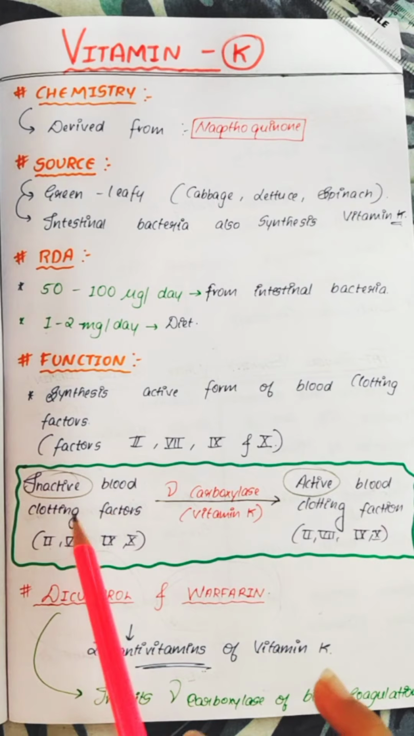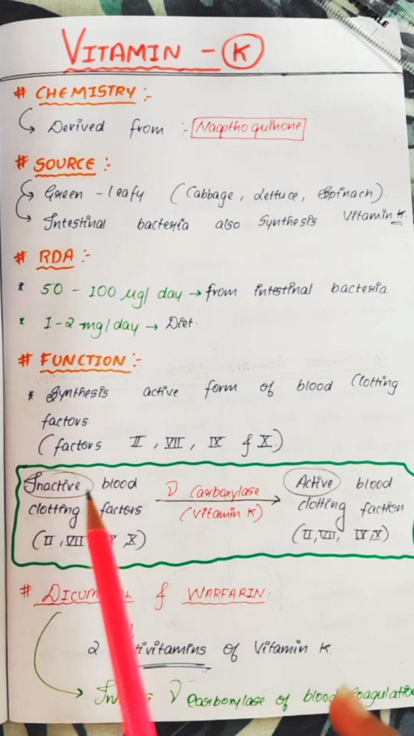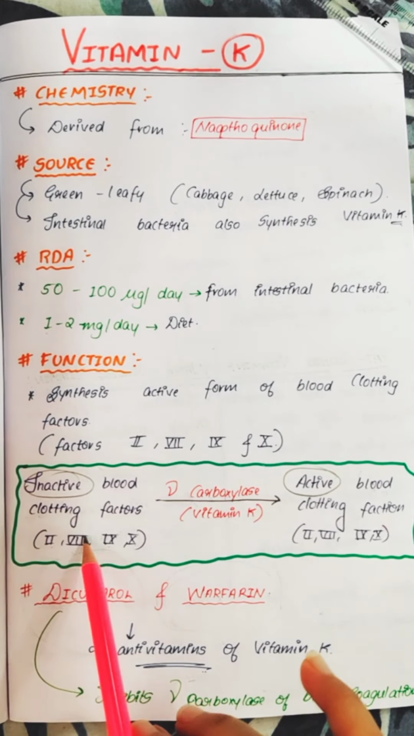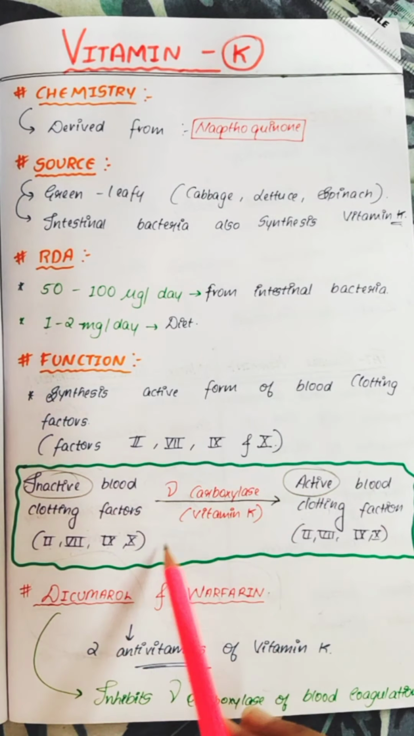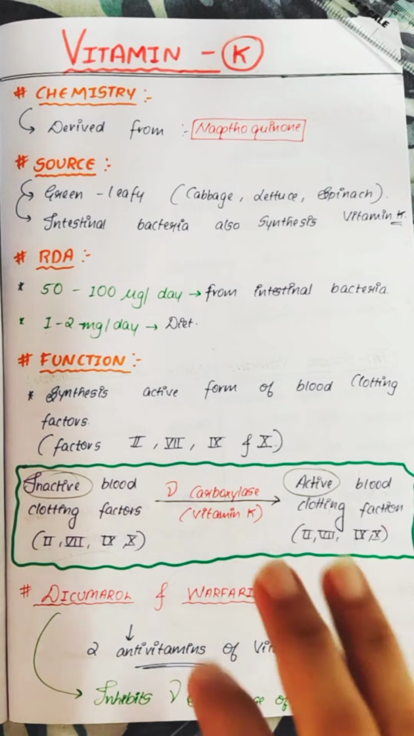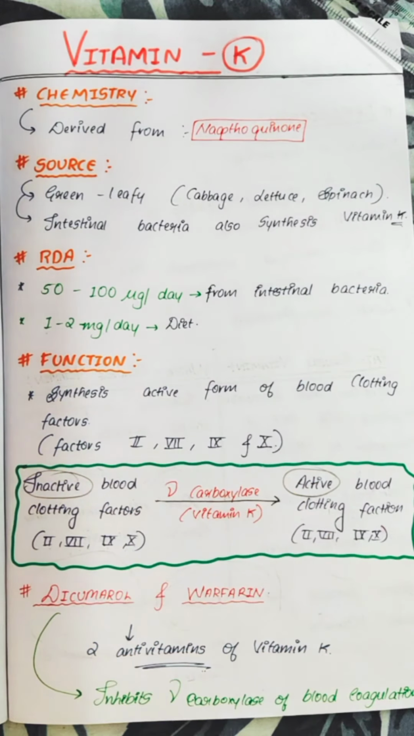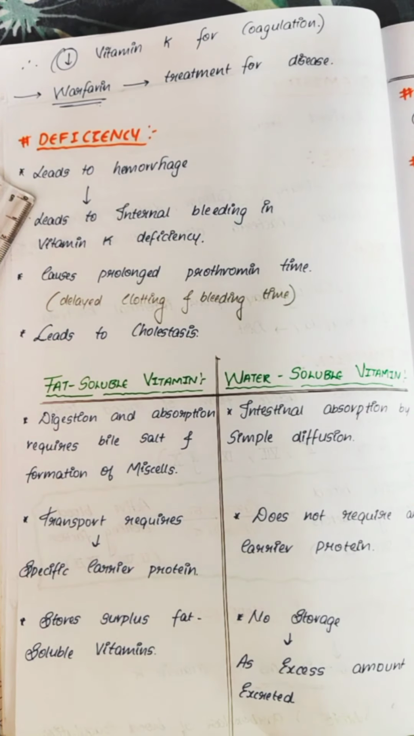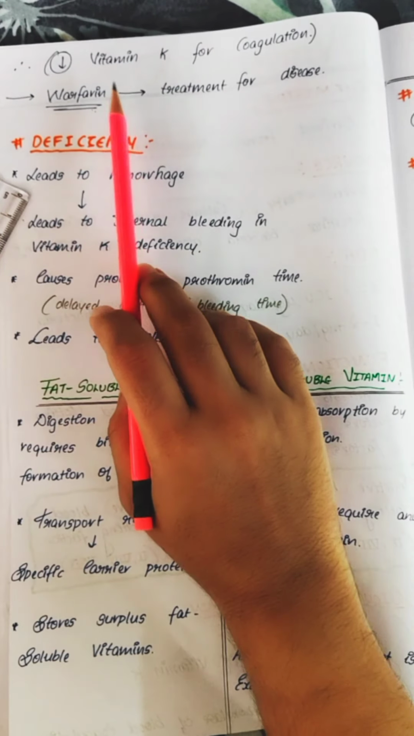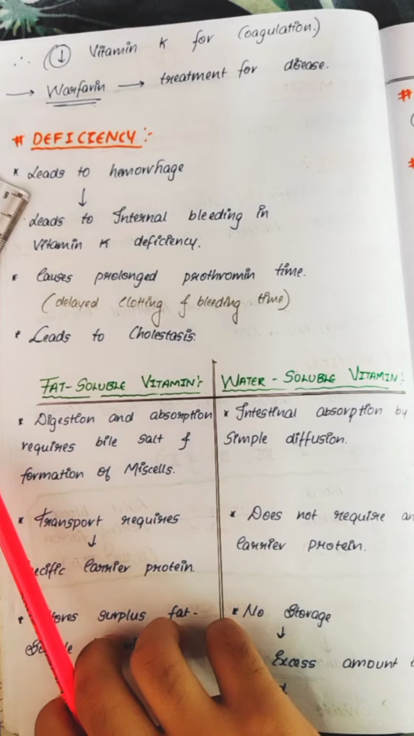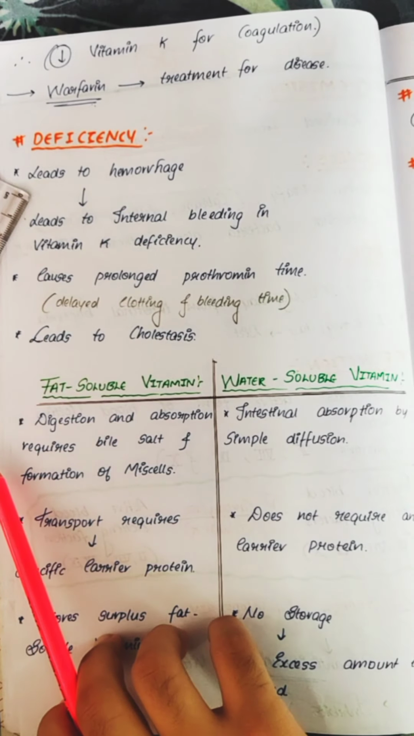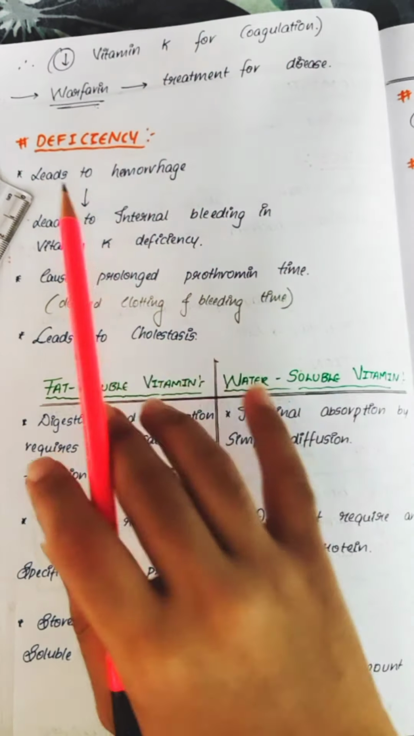Therefore, these blood clotting factors which are in inactive form cannot be converted into active form. Why? Because of the absence of this enzyme. So gradually there will be a decrease in the vitamin K activity for coagulation. Warfarin is usually used in the treatment of disease.